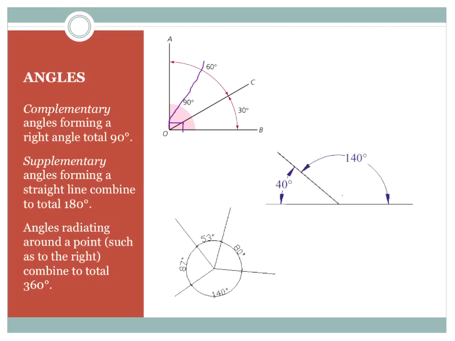Supplementary angles form a straight line adding up to 180 degrees. So here we have our supplementary angles. And then we have our angles that radiate around a point, okay? And together they combine to 360 degrees. So here we have that circling around a point, adding up to 360 degrees. So those are some more angle terminology.